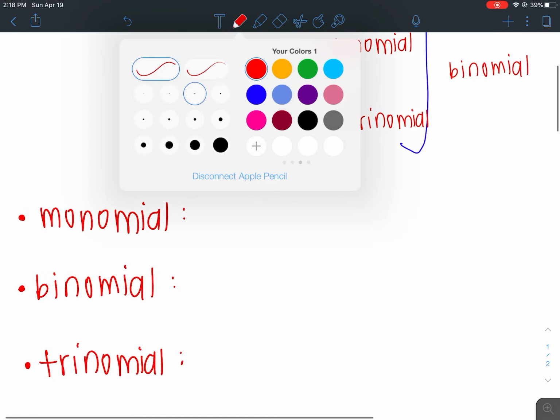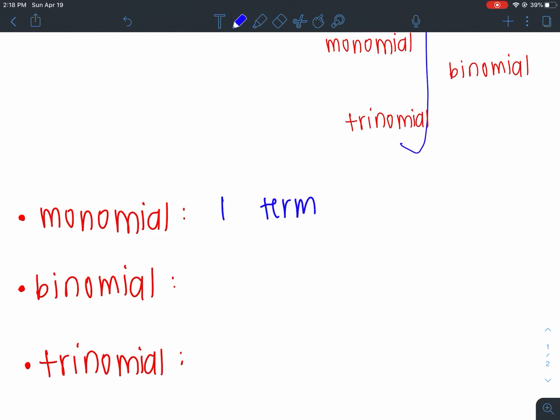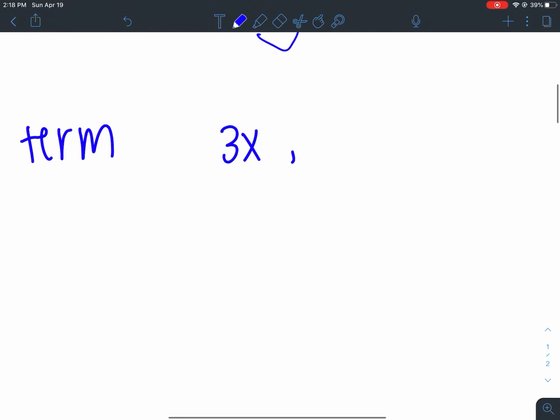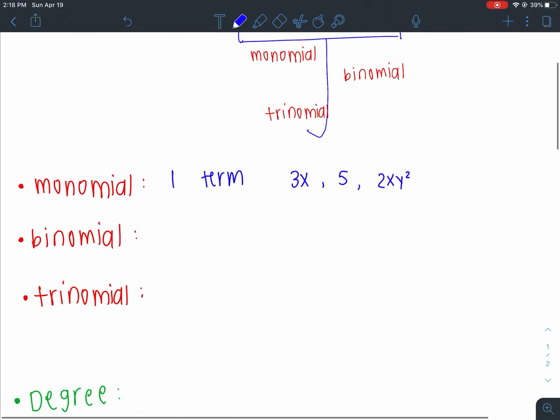So a monomial is something that is one term, okay? So it consists of one term. Terms are separated by plus and minus signs. So for example, 3x is one term, okay? It's not two terms, right? There's a variable and a number there, yes, but they're not two separate things. So another example of one term or a monomial would be 5. 5 is a monomial. Or 2xy squared. That is still a monomial. Remember that terms are separated by plus and minus signs. So these are all considered one term, a monomial.